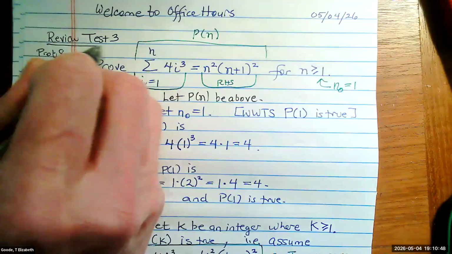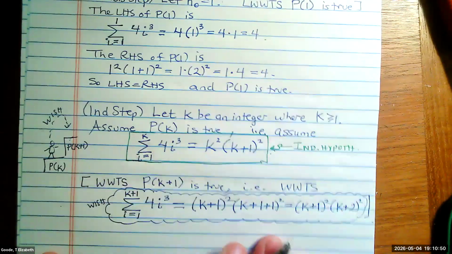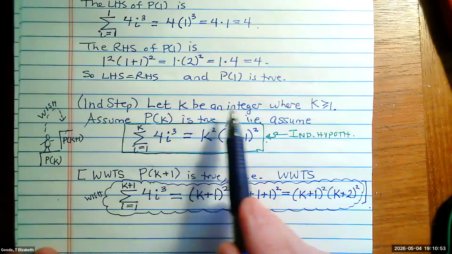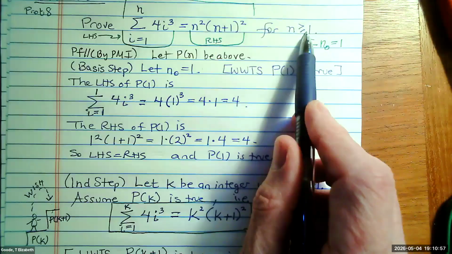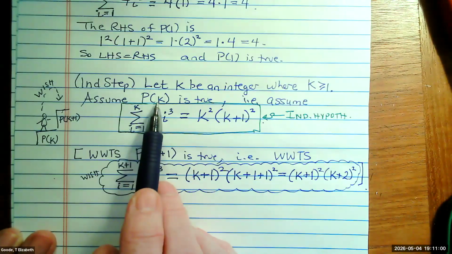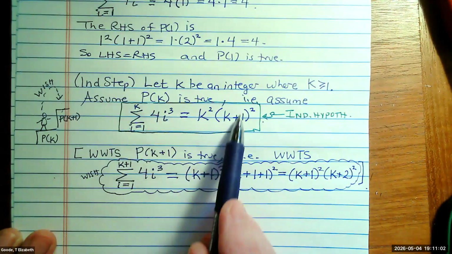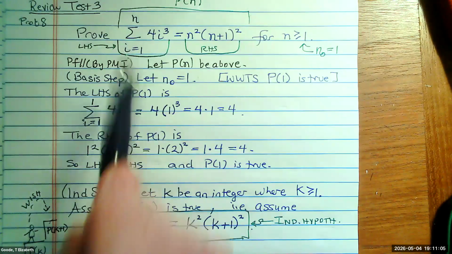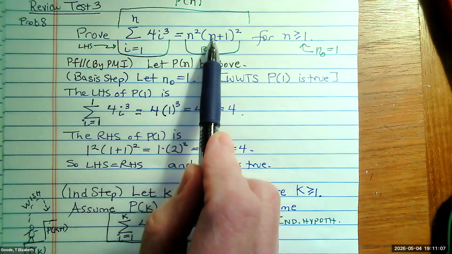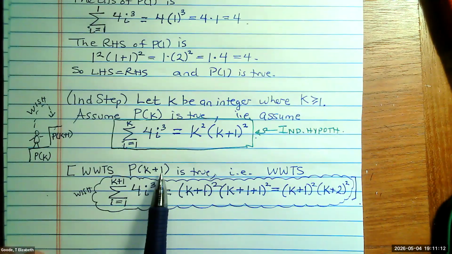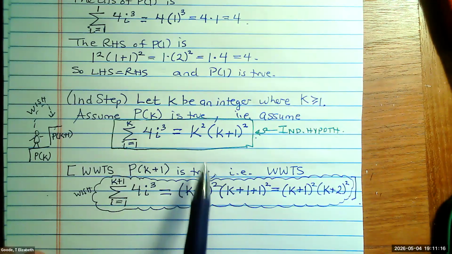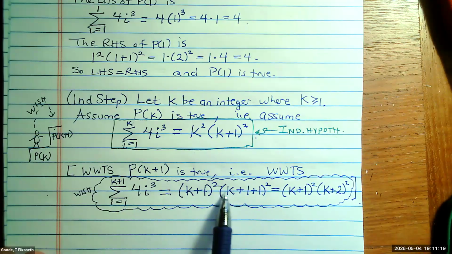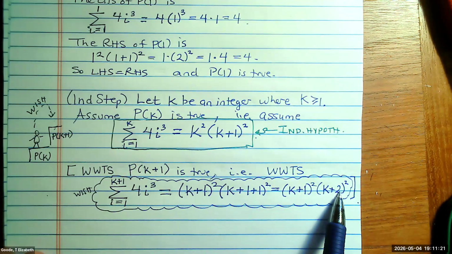So we're just starting in on the inductive step where we're going to let K be an integer, where K is greater than or equal to 1 because our N naught was 1. And we assumed P of K is true. So this is the statement P of K. We just looked at P of N, and everywhere there was an N, we put a K. And now our wish is to show P of K plus 1 is true. Everywhere there was a K before, we replace it with a K plus 1. And of course, K plus 1 plus 1 is K plus 2.